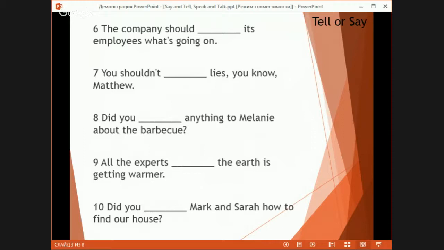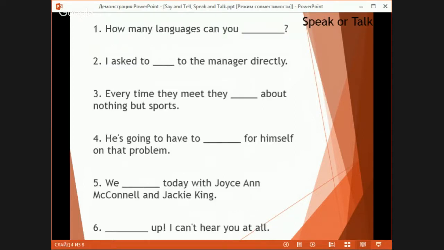All right, what we have here. The company should tell its employees whom we have, what's going on. So for sure we need to say tell. You shouldn't tell lies. It's a set phrase. Did you say anything to Melanie about the barbecue? Direct object, anything to Melanie. All the experts say the earth is getting warmer. And did you tell whom, Mark and Sarah, how to find our house? I guess easy. The next one, you need to say, do you speak or talk?